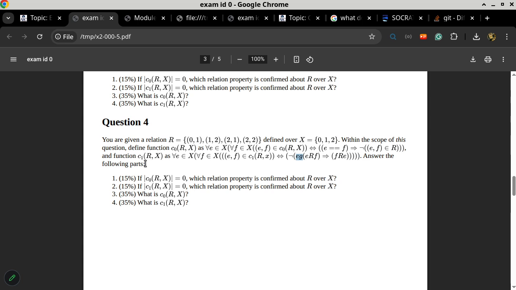C1 is not returning a condition. C1 returns a set. But you're correct that the elements of the set returned by C1 have to meet the requirement that is expressed here. So the right-hand side of the if and only if specifies what needs to be true in order for that element to be in C1.